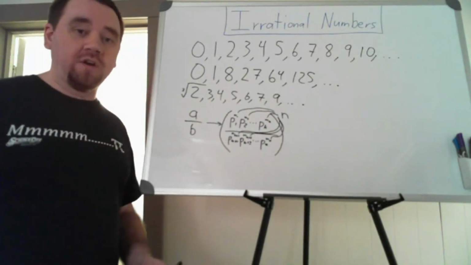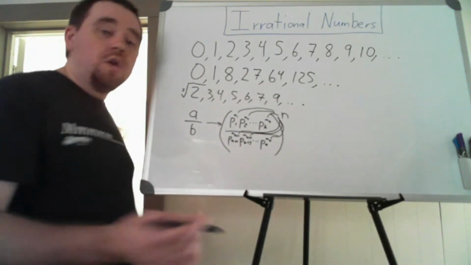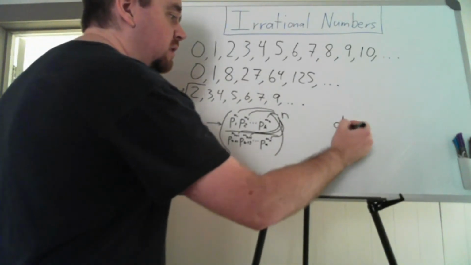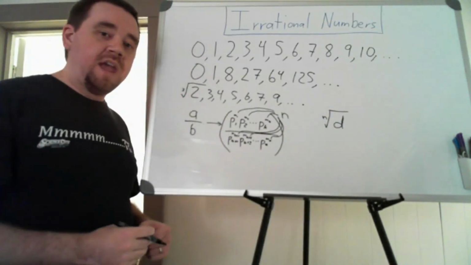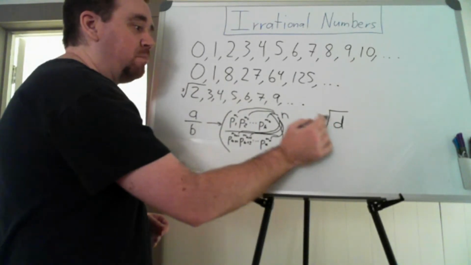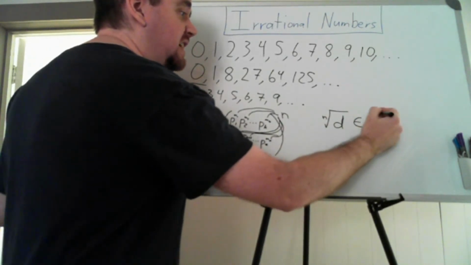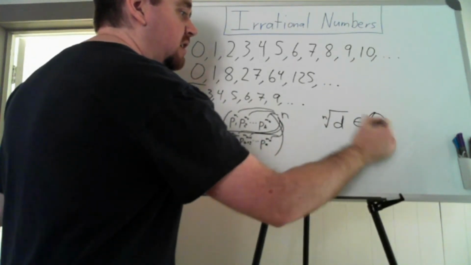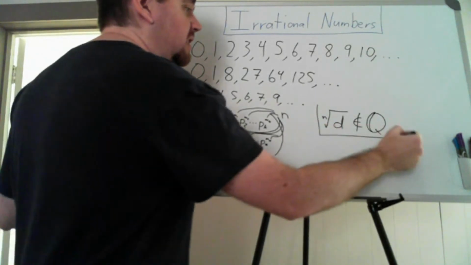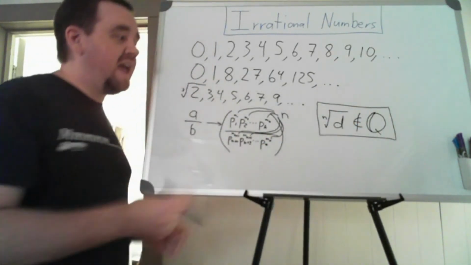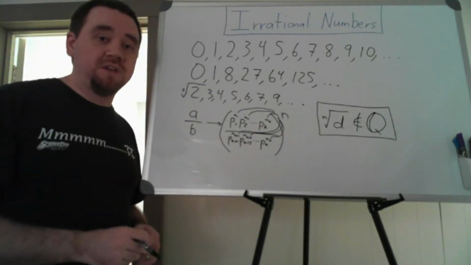So we have a whole horde of irrational numbers now that we can start to think about. That's pretty cool, I think. So we can take any number d, and we can take its nth root, and we say that as long as d is not a perfect nth power, then the nth root of d cannot be an element of the rational numbers. And so that's kind of what we say here. Assuming d is not a perfect nth power, then the nth root of d cannot be rational, meaning it must be irrational.